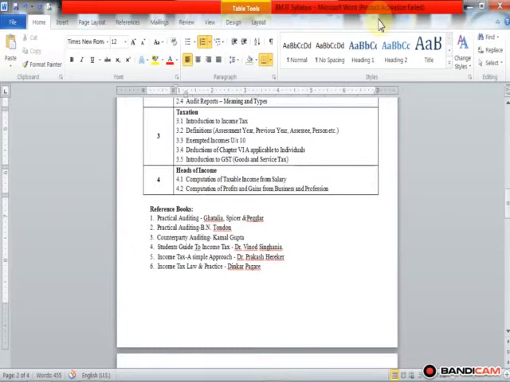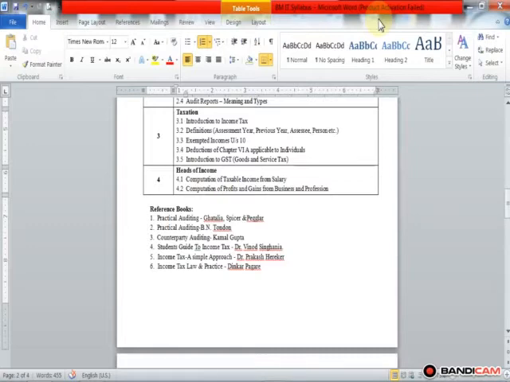Unit number 3rd, 3.5 Introduction to GST, Goods and Services Tax. In unit number 3 we also study the GST, the meaning of GST, or the introduction of GST, which is the 3.5th point of the unit number 3rd.